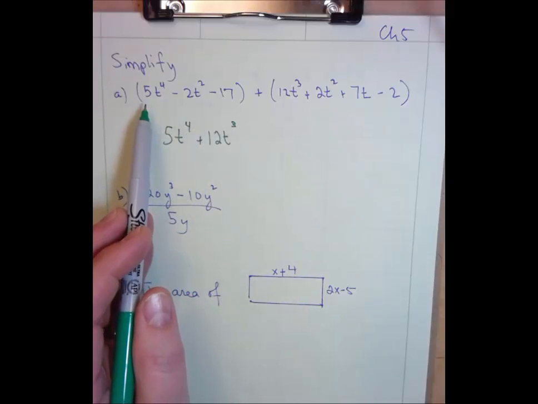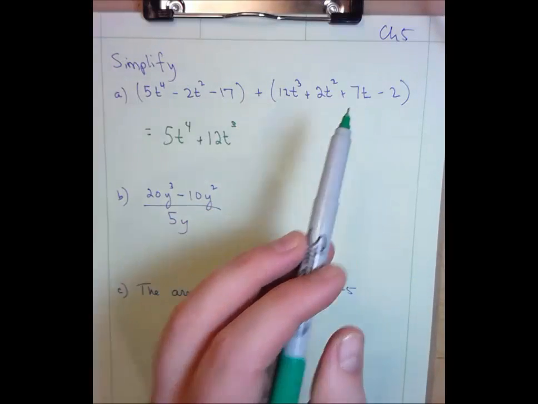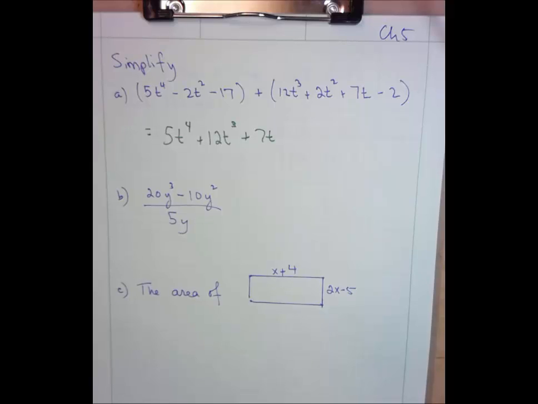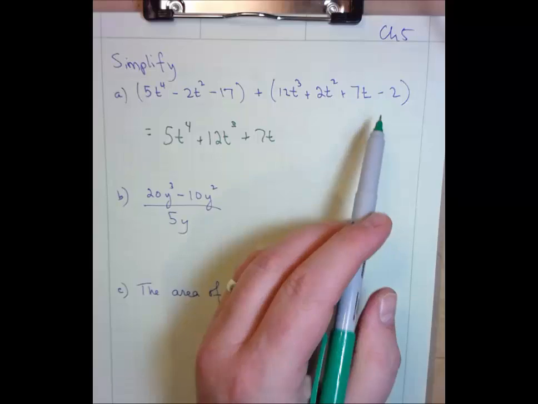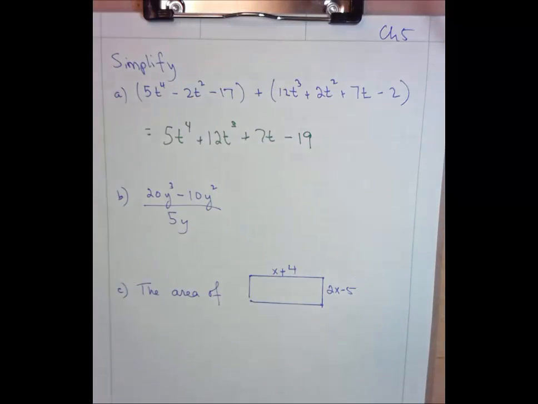Are there any terms that have just t to the first? Nope, nope, nope, nope. Aha, there's one. There's a 7t. And then let's look for constants. Negative 17 plus negative 2. That's negative 19. That's as good as we can do with that expression. We can't factor anything. There's no more combinations to find.